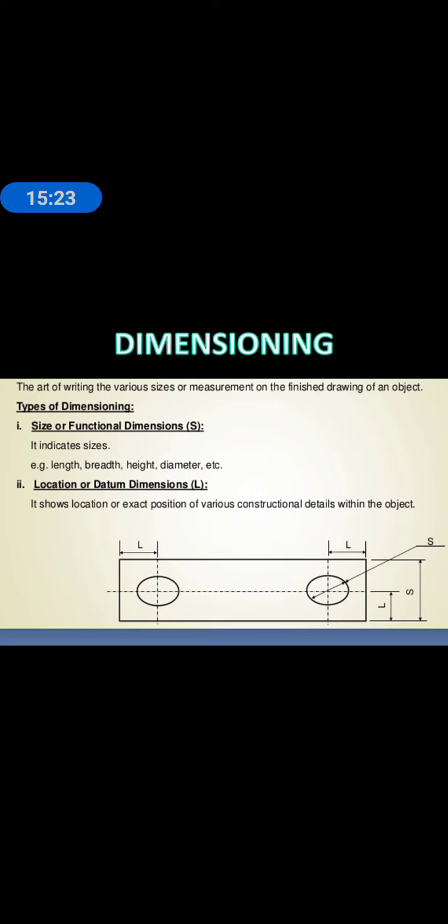For example, we can consider the circle center point. Then we can find out some width and some height to find out the center point of the circle. So this one is a location, or you can say the datum point of the circle.